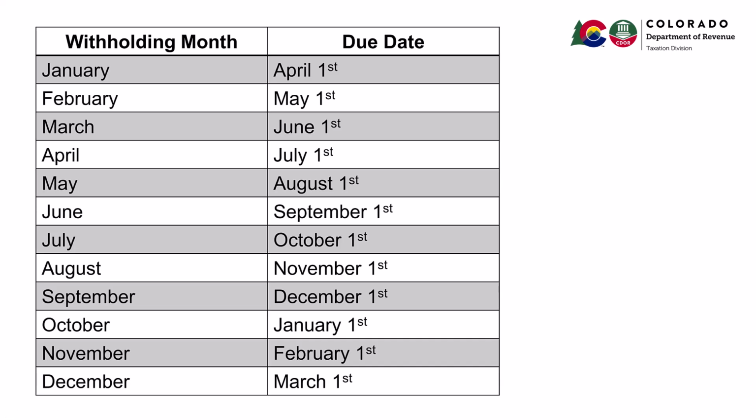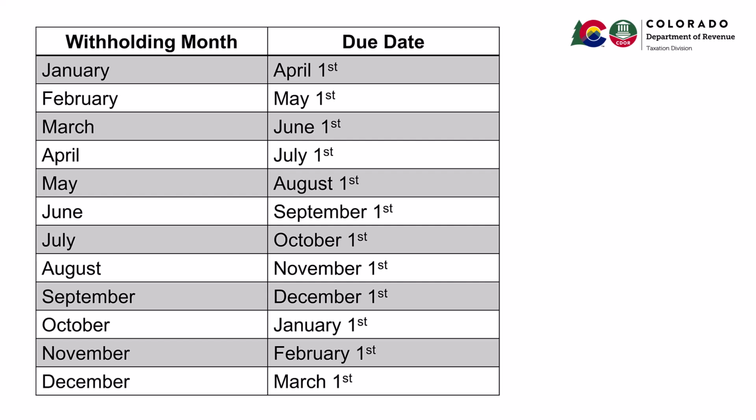Monthly oil and gas severance tax withholding payments are due on the first day of the third month following the month the tax was withheld. Withholding due dates are as follows. If January is your withholding month, your return is due April 1st. If February is your withholding month, your withholding return is due May 1st.